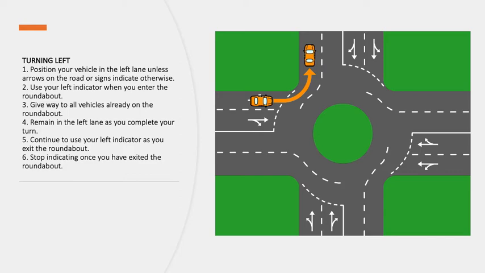Turning left: 1, position your vehicle in the left lane unless arrows on the road or signs indicate otherwise. 2, use your left indicator when you enter the roundabout. 3, give way to all vehicles already on the roundabout. 4, remain in the left lane as you complete your turn. 5, continue to use your left indicator as you exit the roundabout. And 6, stop indicating once you have exited the roundabout.